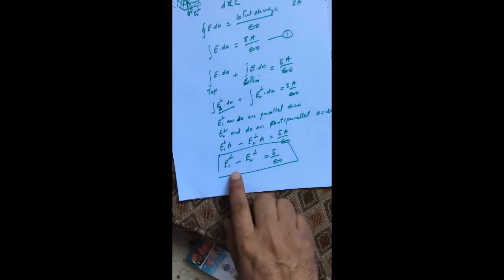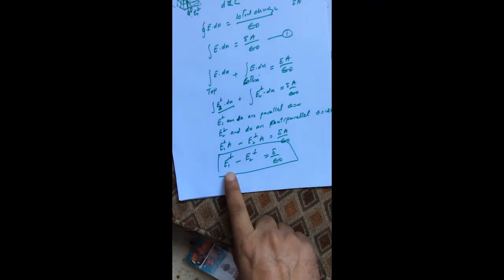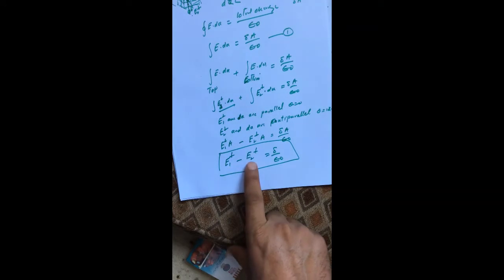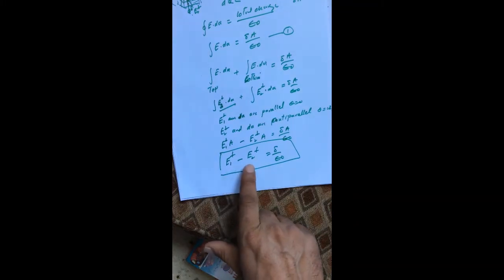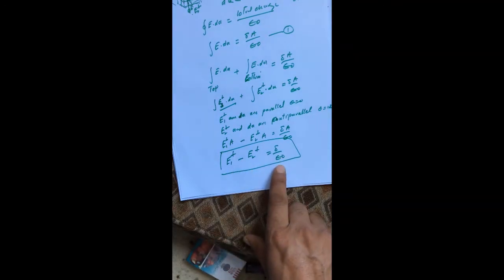Now we reached this equation in the last video. If you look at this equation, we see that there is a difference between the normal components. E1 is the normal component above the surface and E2 is the normal component below the surface. So there is a difference between the normal component of the electric field below and above the surface. We can say that the normal components of electric field are discontinuous, and they are discontinuous by an amount sigma divided by epsilon naught.